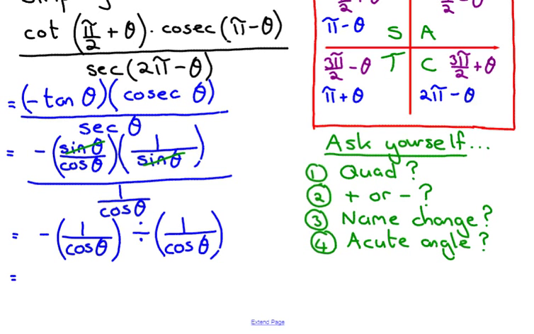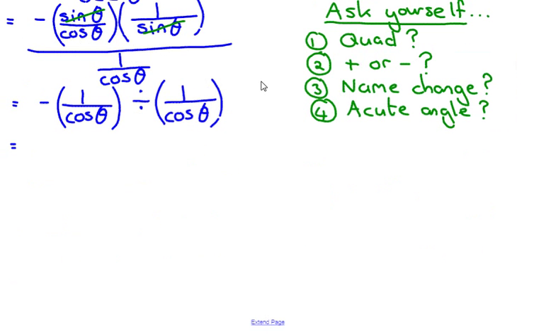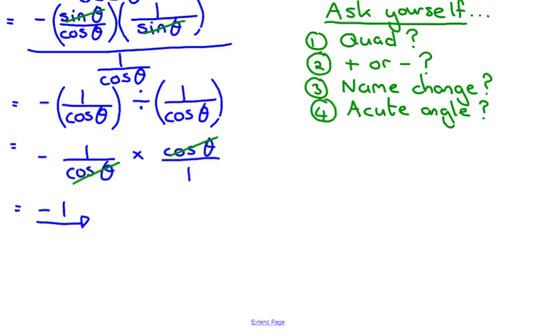Remember your tip and times. So I've got, just extend this a bit, I've got negative 1 over cos theta, I actually don't need those brackets anymore, times by cos theta over 1. And again, you can see that cancelling happening. So I'm left with negative 1 over 1, which is negative 1. And you're done.